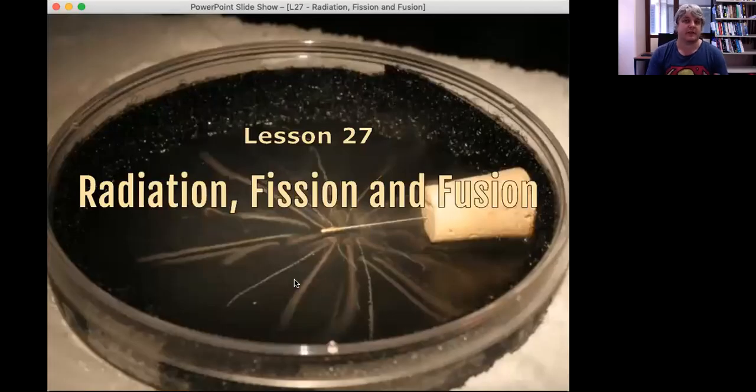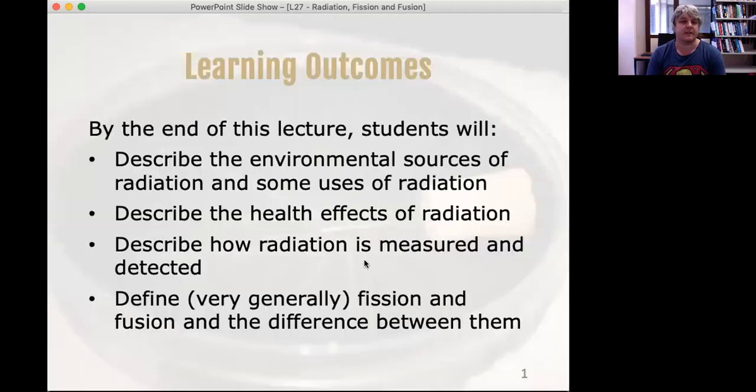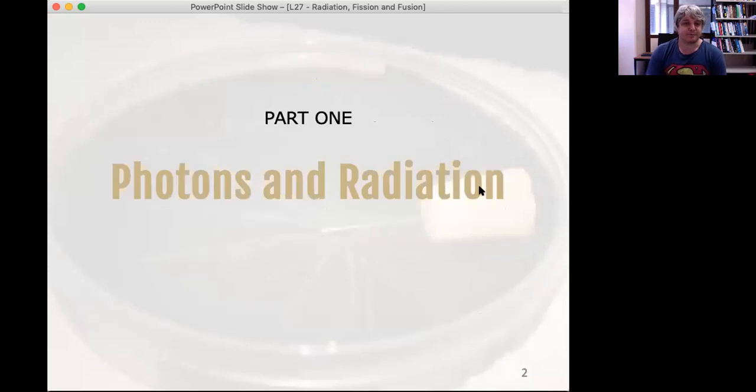So that's the goal, but we're still including this under the atomic structure section because it is all dependent on the idea of the structure of the atom and how that nucleus holds together and how it decays. So the goals today are: describe environmental sources of radiation and some uses of radiation, describe the health effects of radiation, describe how radiation is measured and detected, and then at the end define very generally fission and fusion and the difference between them. We're not going to go into a huge amount of detail for those.